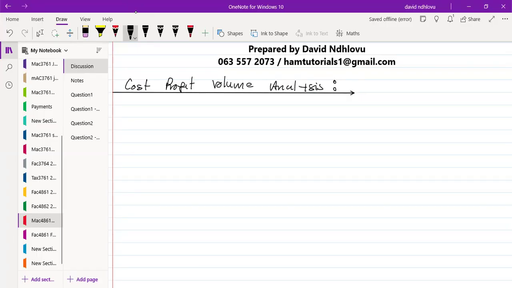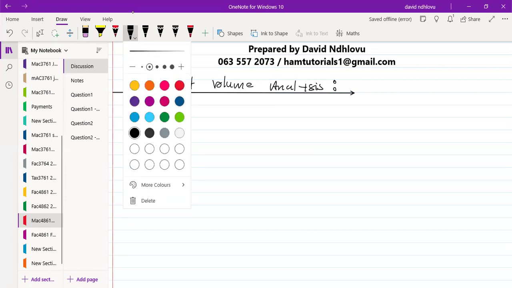Just like the direct and indirect, you will see here that we are very much applying the direct method of an income statement when doing cost profit volume analysis. So in that manner, cost profit volume analysis will also affect you in other topics there.